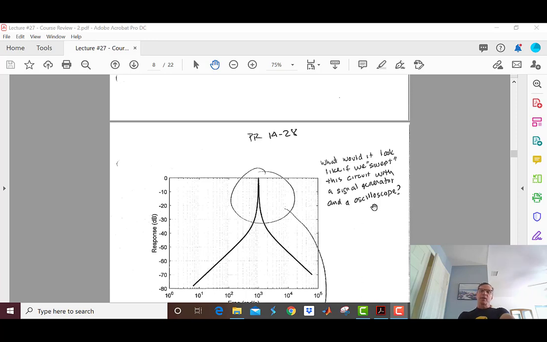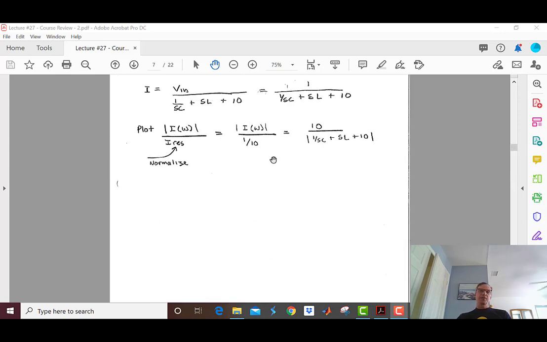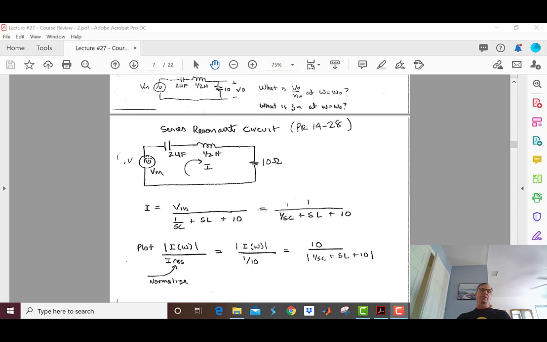What would it look like if we swept this circuit with a signal generator and an oscilloscope? I'm going to put my signal generator right here. It's one of the ones in the 202F lab. Its magnitude is always going to be 1 volt, but I can change its frequency. Then I'm going to look at the voltage here, because it's proportional to the current. Looking at the scope picture, at very low frequencies, when I turn that frequency knob way down, I'm going to get just a little tiny signal on my scope.